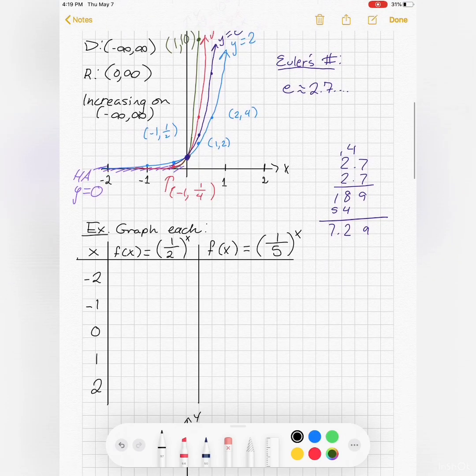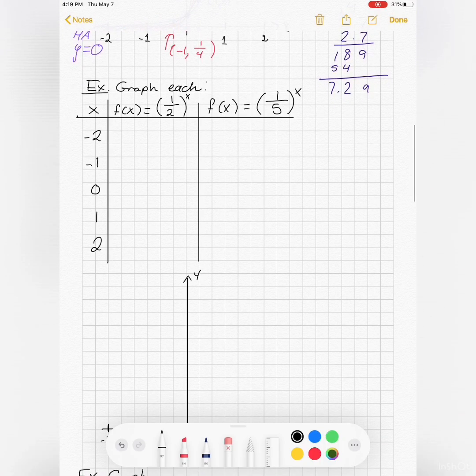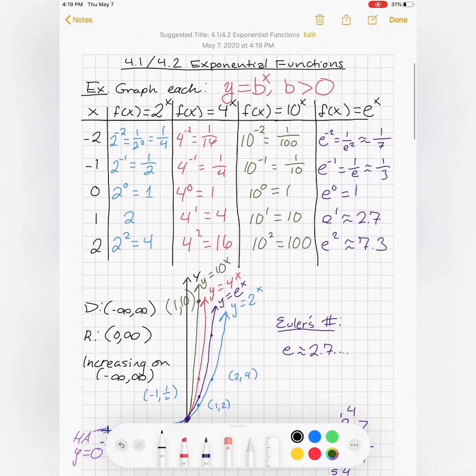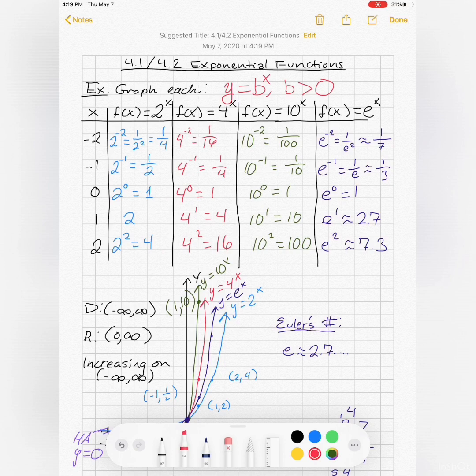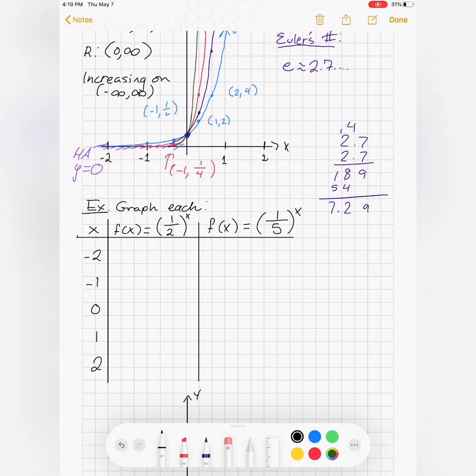So then, let's see. Well, we said that we only look at bases that are positive, but what about fractional bases between 0 and 1? So you see these ones up here? In this table here, all of the bases were bigger than 1: 2, 4, 10, 2.7. So you see how these bases are in between 0 and 1? They're fractional bases. Let's fill out the table for those. So we flip the fraction.